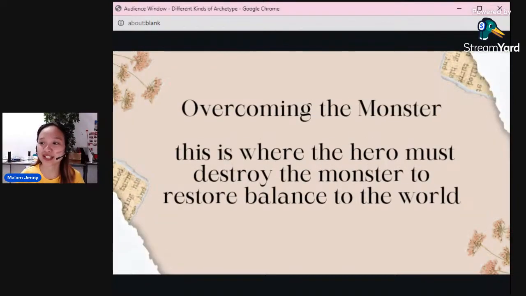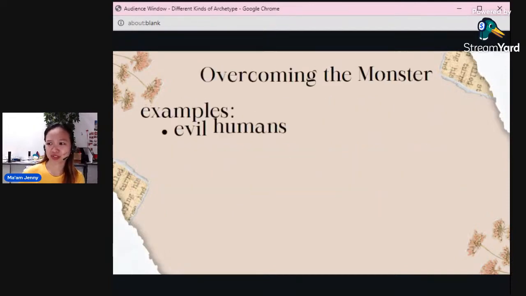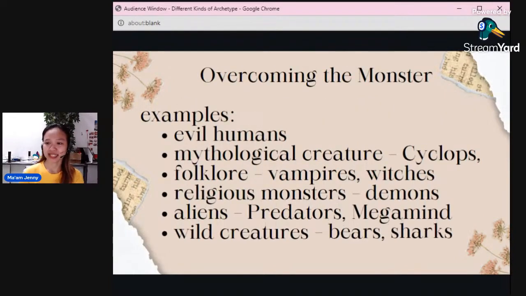So the first one is overcoming the monster. So this is where the hero must destroy the monster to restore balance to the world. Overcoming the monster. So examples are evil humans. Okay, yung monster, not necessarily yung talagang monster na monster, okay? It could be evil humans, if mythical creature naman, or mythological creature, it could be cyclopes.